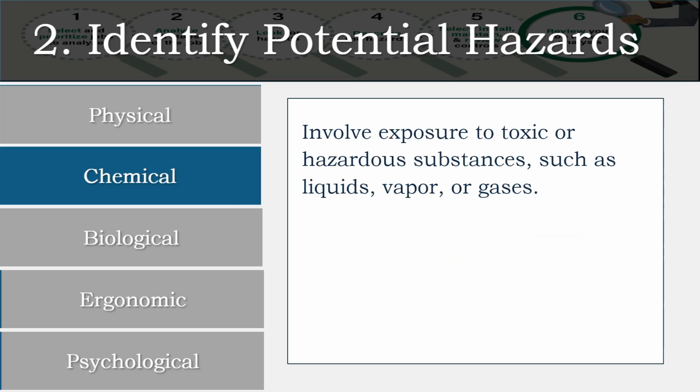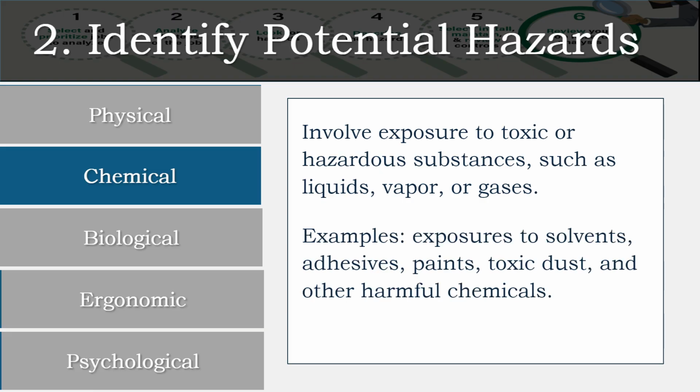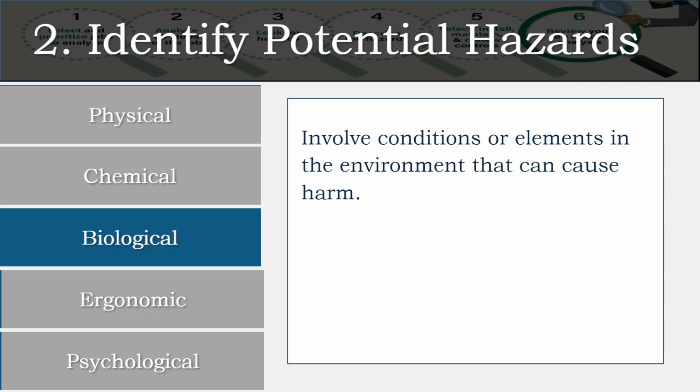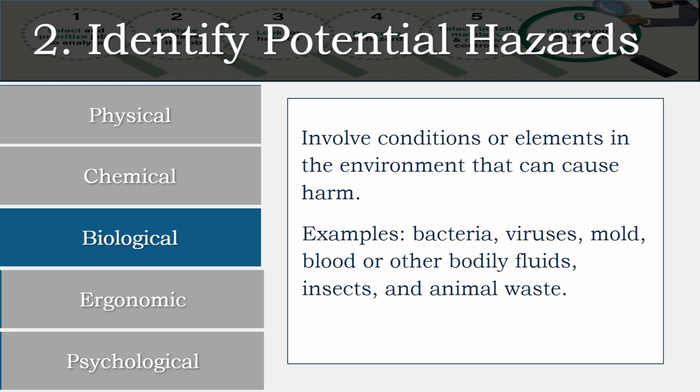Chemical. These involve exposure to toxic or hazardous substances, such as liquids, vapor, or gases. Examples include exposures to solvents, adhesives, paints, toxic dust, and other harmful chemicals. Biological. These involve conditions or elements in the environment that can cause harm. Examples include bacteria, viruses, mold, blood or other bodily fluids, insects, and animal waste.